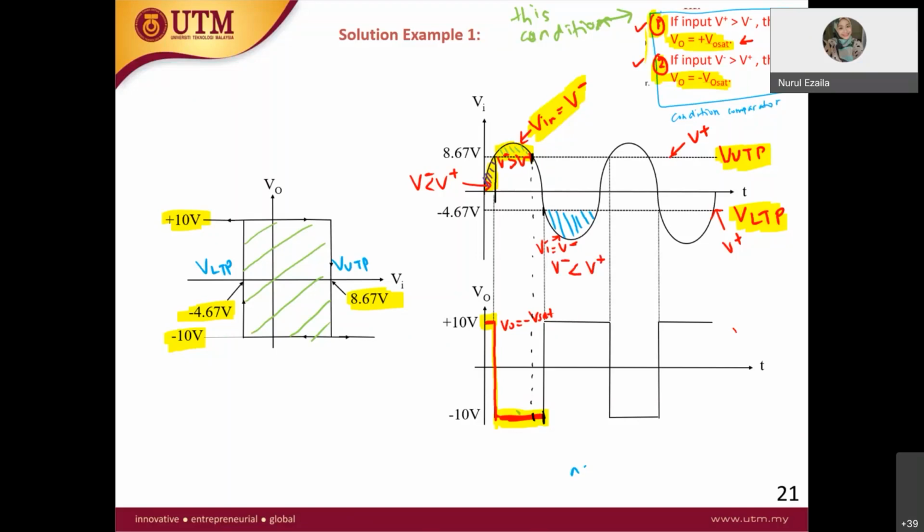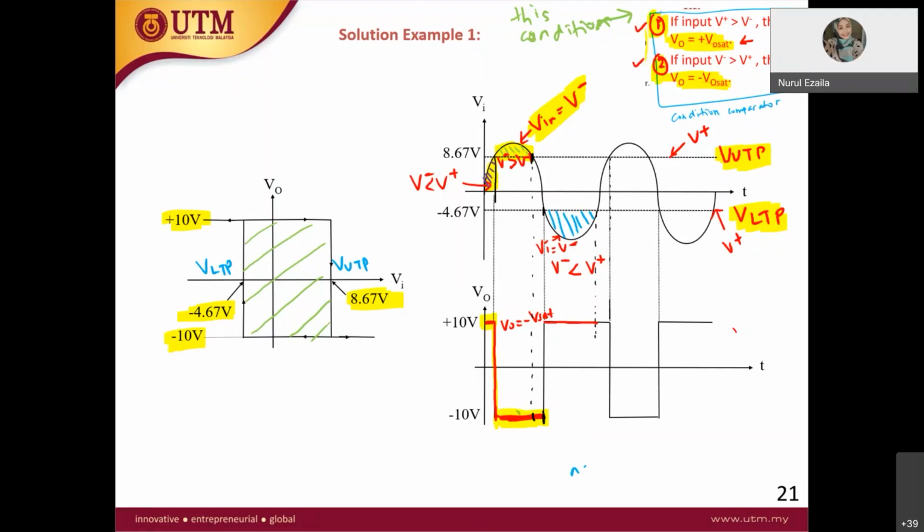So this one satisfies which condition? The first condition or the second condition? First condition. Yes, first condition. Therefore, the V out is equal to the V plus saturation. That's why we have a straight line over here. But your line is supposed to be up to here, until it reaches the second one here.